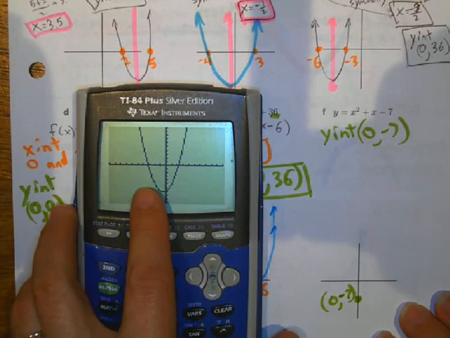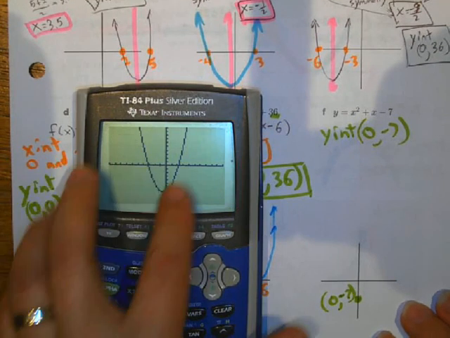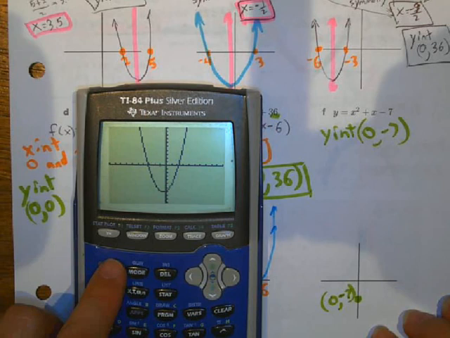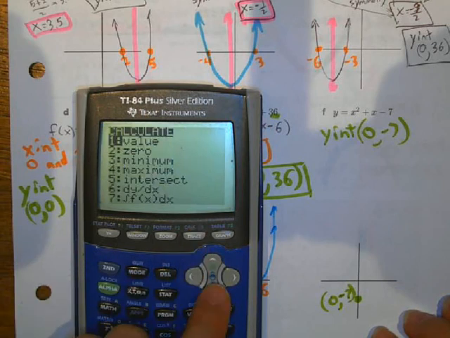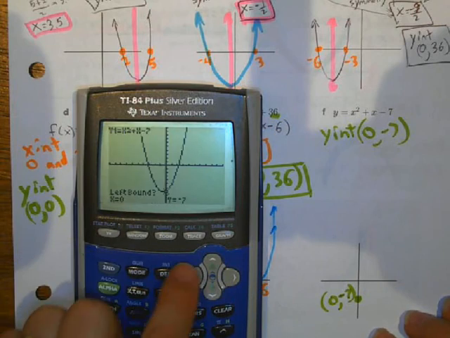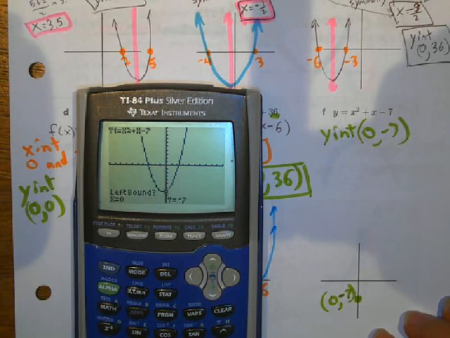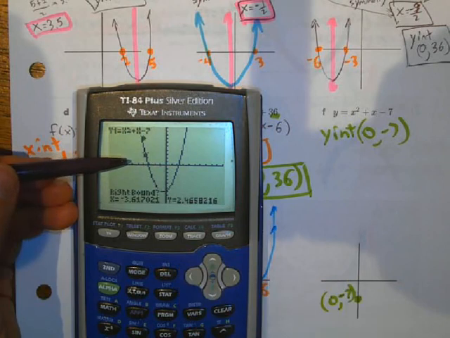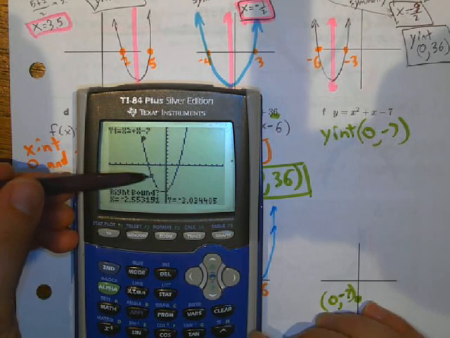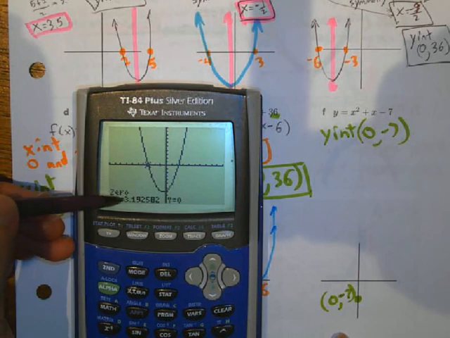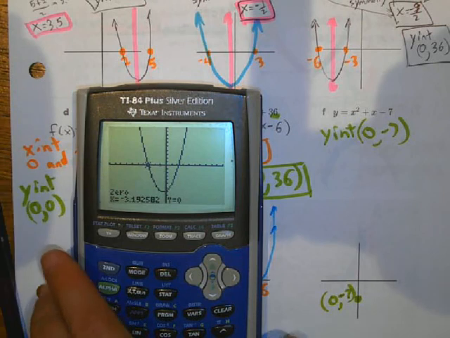Okay. Now, let's find out the x-intercepts here. So second trace, and then we can find the zero. And then I need to go to the left side of this intersection. Okay, now I'm to the left of it. I hit enter. And then I need to go to the right side of it. I'm to the right of the zero. I hit enter. It says guess. I hit enter. And this intersection is negative 3.19.